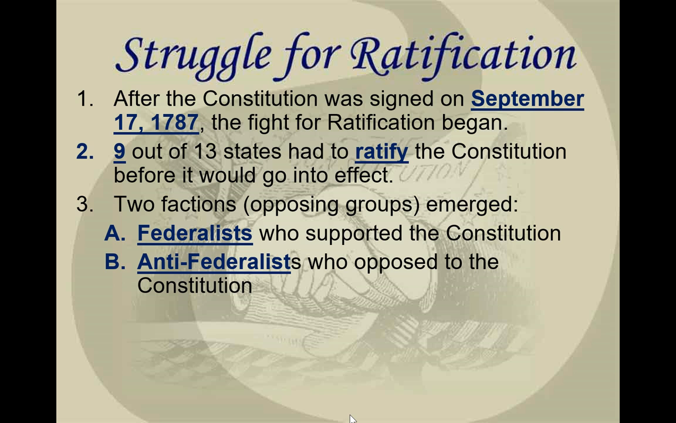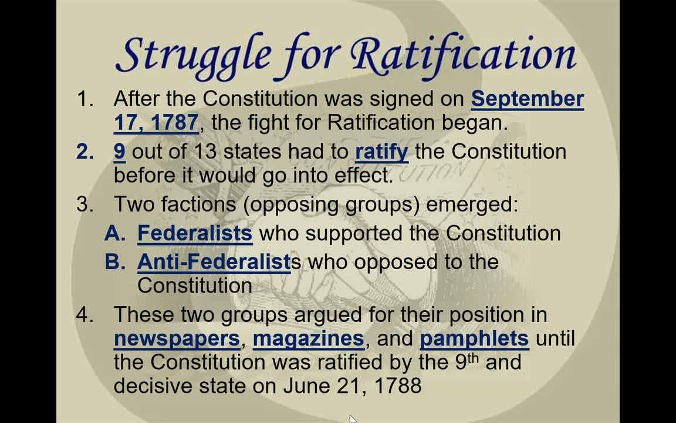Two factions occur, or opposing groups, and these are going to be your Federalists, who actually support the Constitution as it's written in 1787, and the Anti-Federalists, who actually oppose the Constitution as it's written in 1787. And these two groups are going to argue. Their main way of arguing is through newspapers, magazines, and pamphlets. The leader actually of the Anti-Federalists is Thomas Jefferson, and we'll talk about him later. But he actually starts a whole newspaper just to hate on the Constitution.